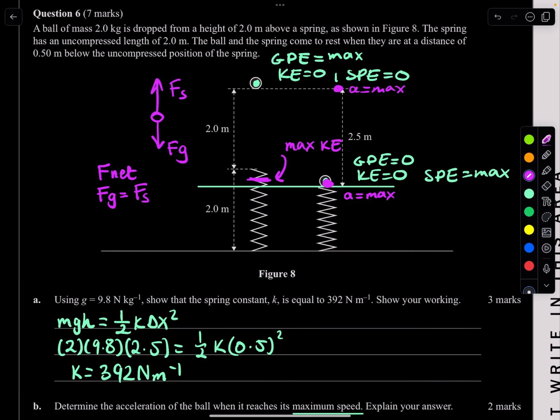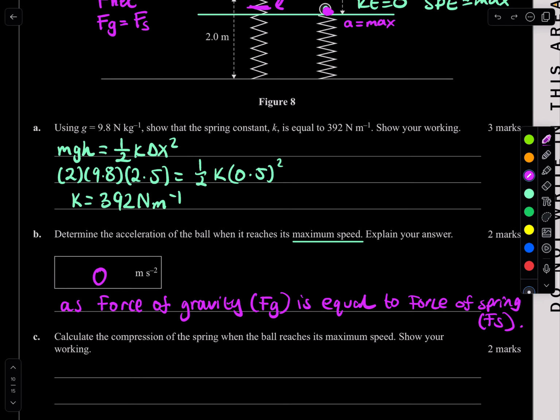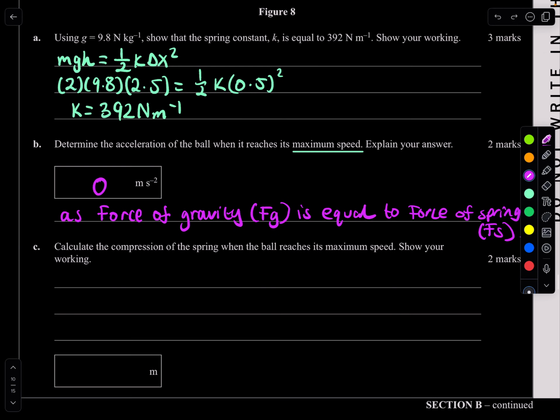There are so many concepts that you need to understand about vertical spring systems, including energy conservation. Remember that at the top and at the bottom of its motion, the acceleration is at its max, and at the middle, because of the spring, the acceleration is 0, because the force of gravity and the force of the spring are equal, so they cancel out. Beautiful. Hope that makes sense.